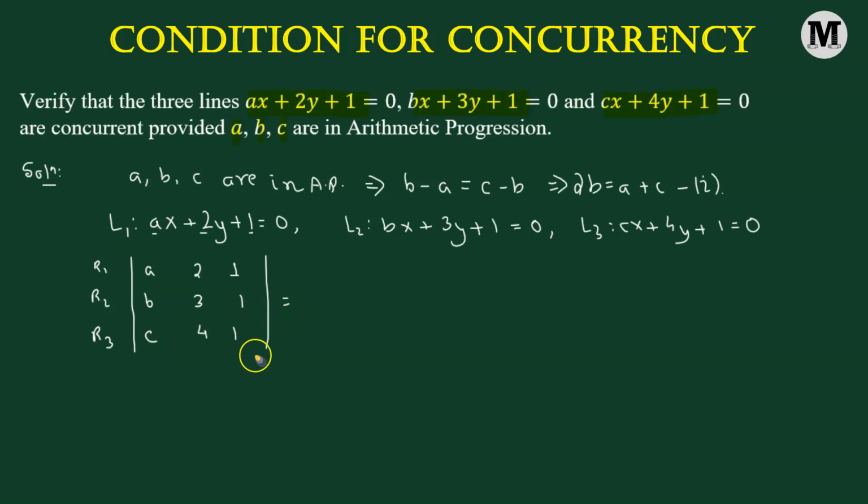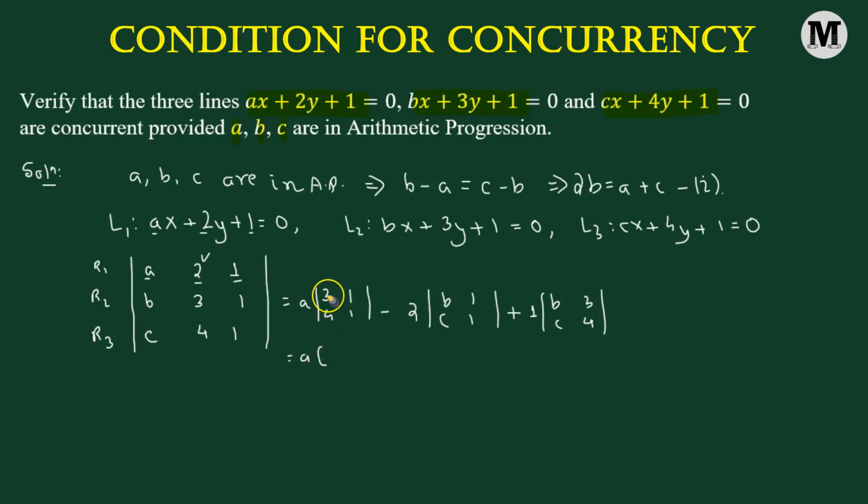Next, we're going to expand this determinant about the first row. So a is going to get multiplied by the 2 by 2 determinant obtained by rejecting the row and the column that contains the element a. So we have 3, 1, 4, 1, minus 2. 2 is the element that we picked from the first row, second column. This is going to get multiplied by a 2 by 2 determinant with elements b, 1, c, 1, where we have rejected the row R1 and the column C2 because that contains the element 2. Then we have the term in the first row, third column, that's 1. 1 gets multiplied by the determinant b, 3, c, 4.